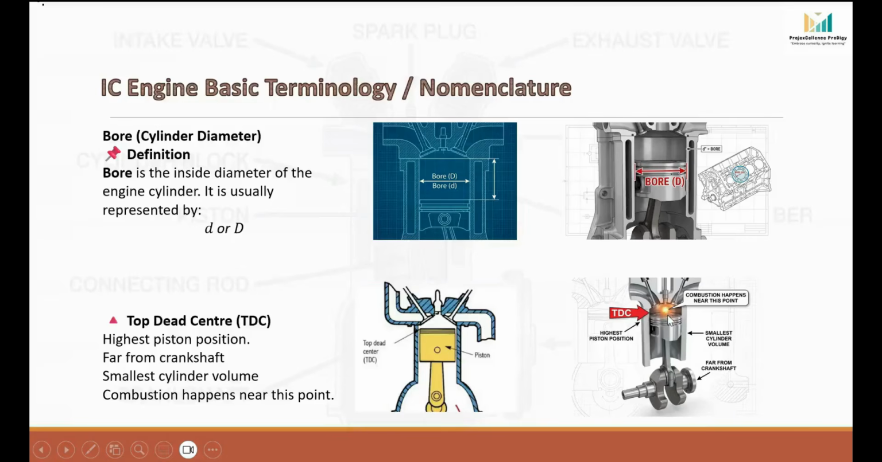Combustion happens near TDC, and in real engines, it is mostly just before TDC. In petrol engines, spark is given slightly before TDC because combustion takes time. In diesel engines, fuel is injected just before TDC and it auto ignites due to high temperature.